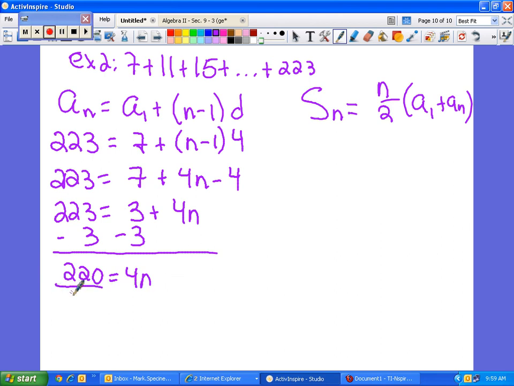Solve for n, and we get that n is equal to 55. So now we know there are 55 terms in this series. Now we can come over to our series formula, and we want to know what is S of 55. What is the sum of all 55 terms?